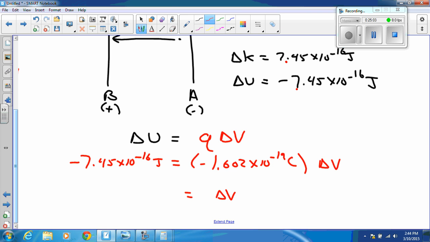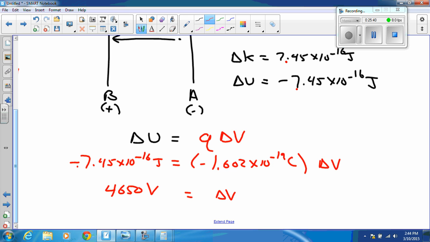What do you have? 4650. That seems small. I would think it would be in the thousands. Yeah, 4650, that's right. But it's not negative, it's positive. A negative divided by a negative should be positive. So is that a lot?